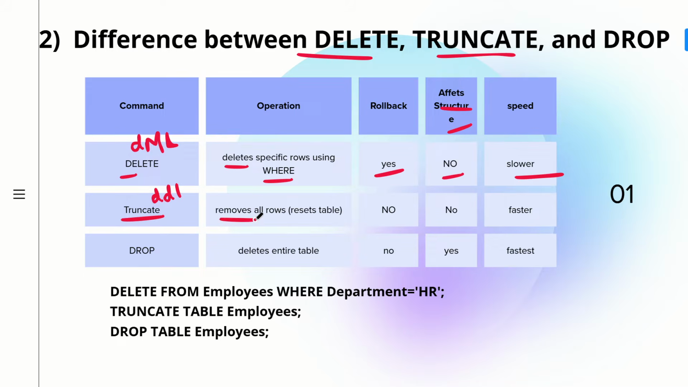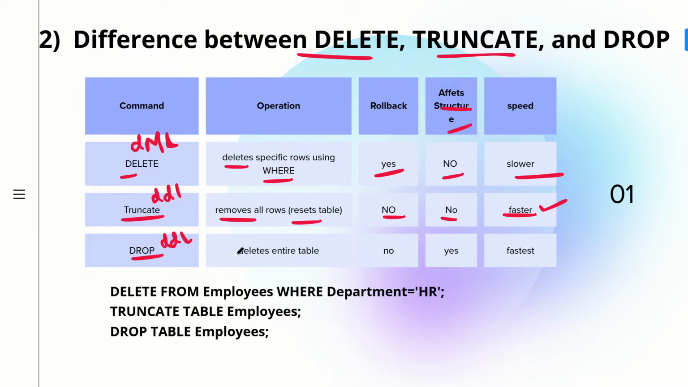And it is helpful for removing all the rows. That is, it resets your table, but it is available in DDL type, and this drop is also available in DDL type. So truncate is basically useful for resetting your table so that all the rows will get deleted. And can we roll back it? No, we cannot roll back it. Does it affect the structure? No, we are just deleting all the rows together, but we are not affecting any table structure, so it is not affecting our structure. Then how is the speed when we make use of truncate command? It is faster. Then we will see our next command, that is drop.